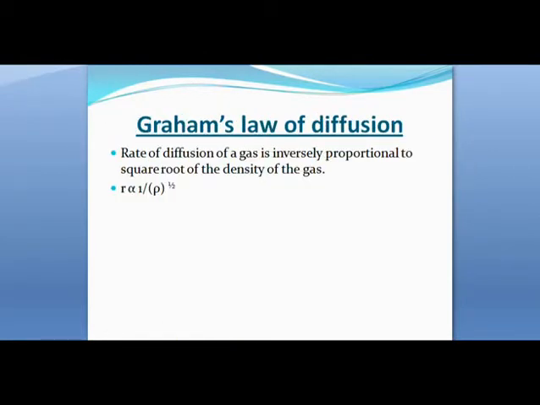Now let's see Graham's law of diffusion. This law states that the rate of diffusion of a gas is inversely proportional to the square root of the density of the gas. So if the rate of diffusion is R, then R is directly proportional to 1 by root rho, where rho is the density of the gas.